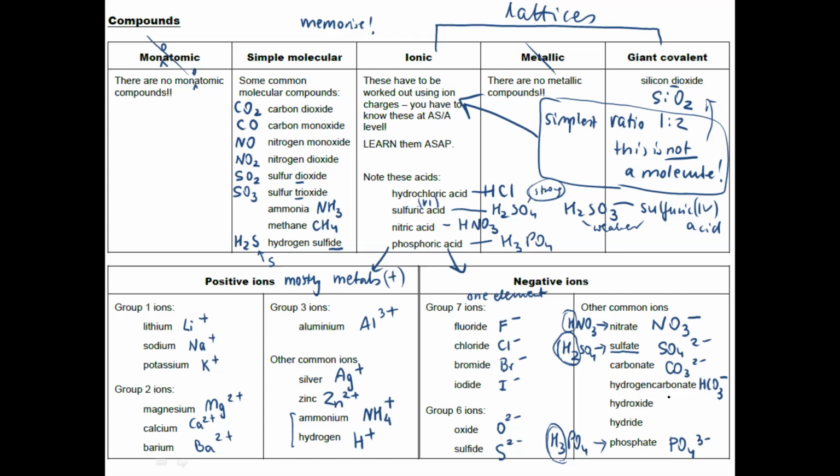So we've got 2 left, hydroxide and hydride. So hydroxide, what was it going to be? OH minus, yeah, so do you remember H plus and OH minus gives you water, and that was a neutralization reaction, right? So hydroxide ion and hydrogen ion make water.